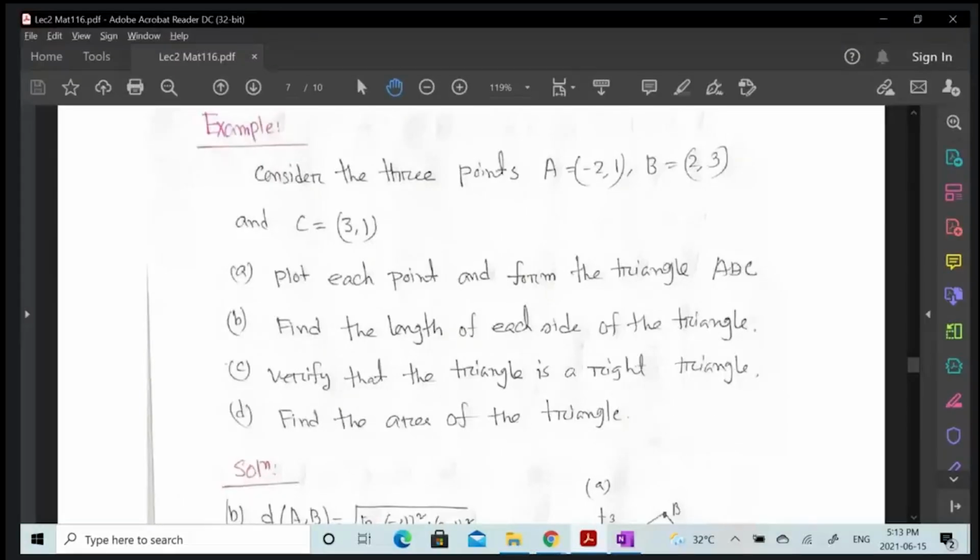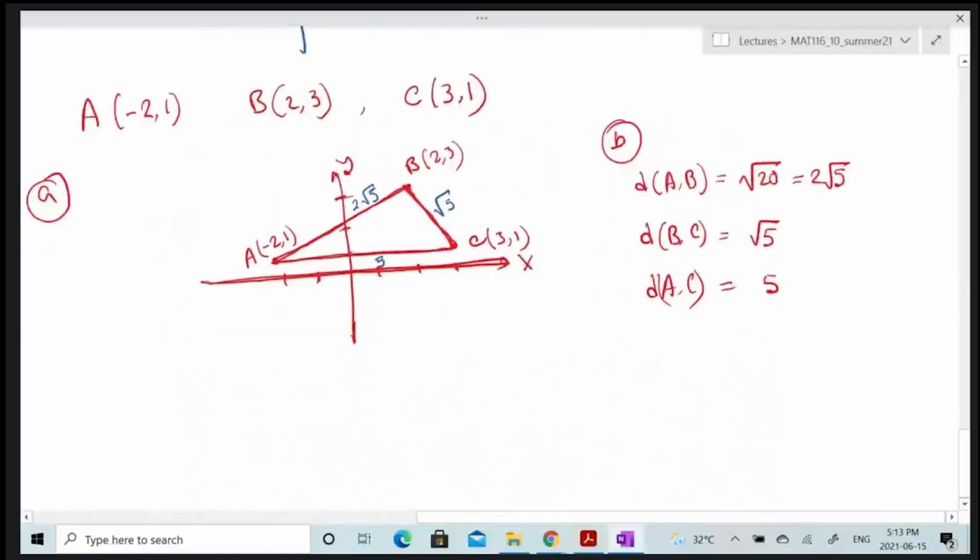Part C: verify that the triangle is a right angle triangle. So we have to verify whether this triangle is a right angle triangle. In order to do that, we need to show that the sum of the squares of the two sides is equal to the square of the hypotenuse. So how are we going to find out which is the hypotenuse? The largest side, which is 5. Exactly. The largest side is going to be the hypotenuse.